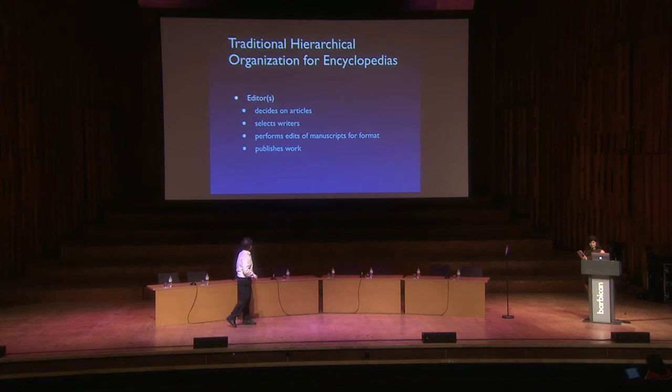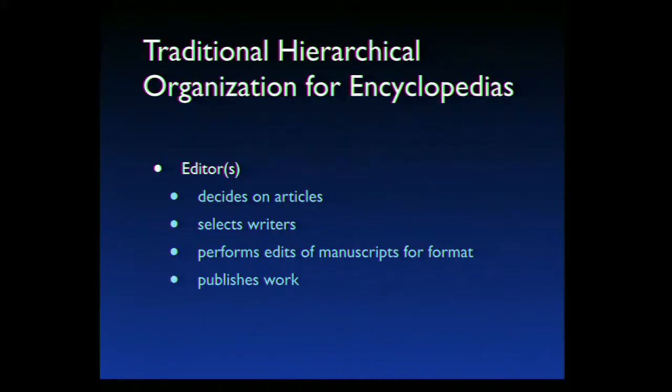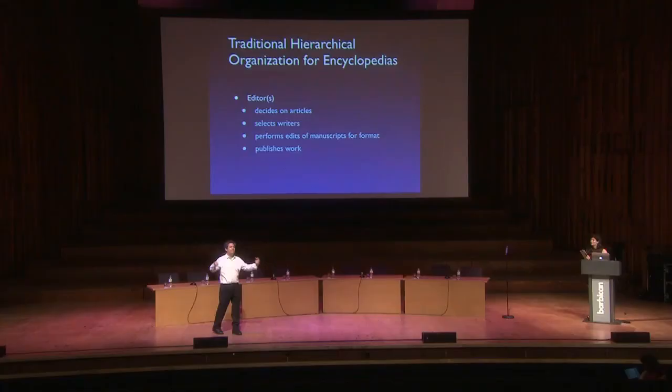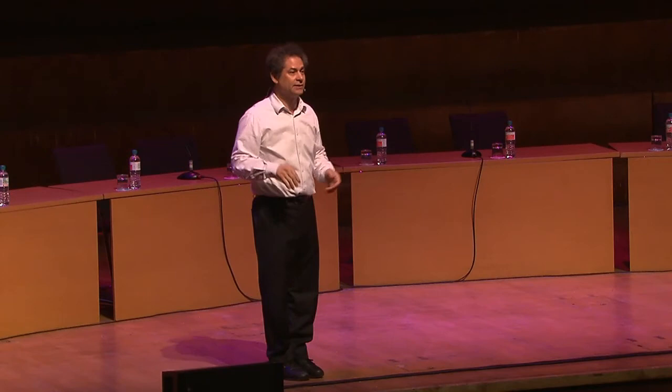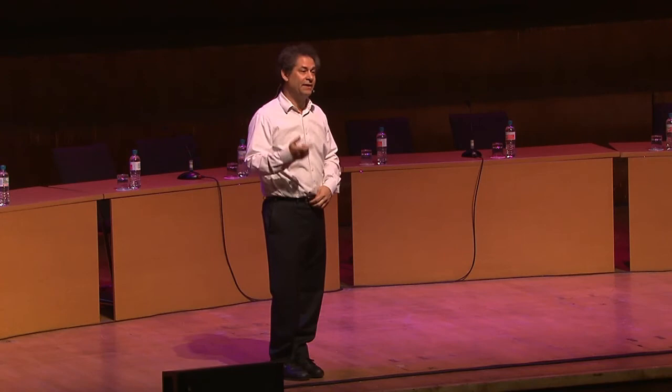So in the traditional hierarchical organization for encyclopedias, the editor was responsible for several tasks: deciding on articles and selecting writers, performing edits for the format and publishing it. I remember publishing was producing many copies of the same thing, large scale, requires a particular time to be finished and all that stuff, and therefore it required central control. And benefited from central control.